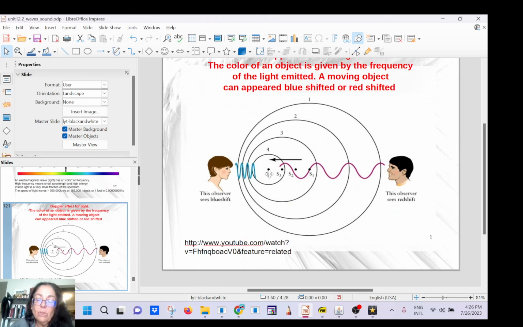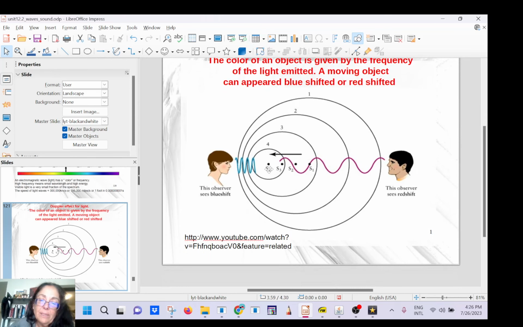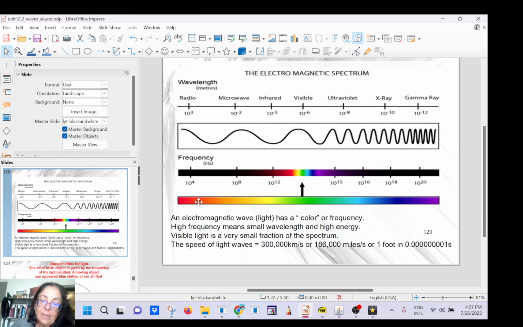So if you have a source of light, and of course it has to be really fast to see the effect. So you can see that with galaxies, for example, but let's say you have a source of light moving towards you. You see how the wavelength decreases and the frequency increases. So it means the source is going to be blue shifted. Okay. Because this is red and this is blue. So this is for low wavelength, small wavelength, large wavelength, high frequency, low frequency.